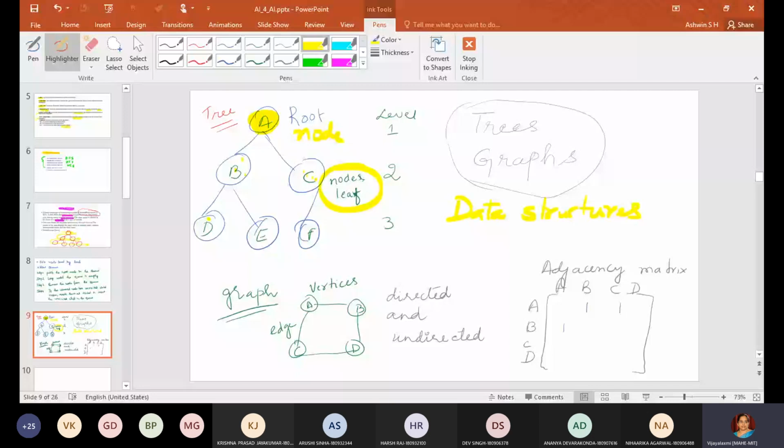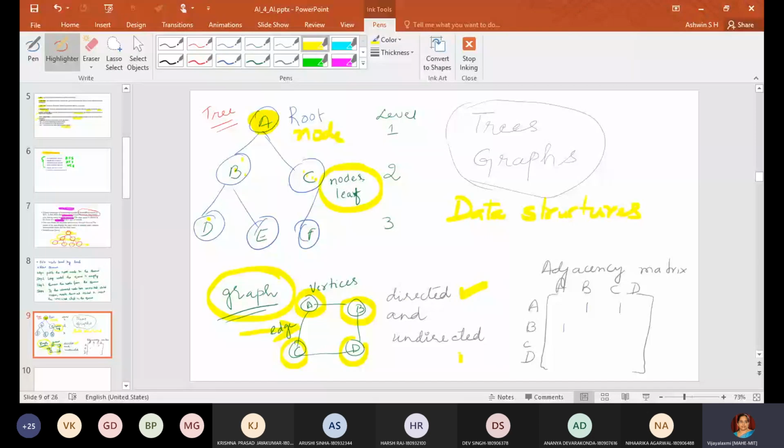Then coming to another structure, that is graph. Okay, so here, similar to a tree, we represent a graph. See, this is a simple graph with 4 vertices. Okay, A, B, C, D. Now these we call vertices, A, B, C, D, and this is an edge. Okay, this is an edge.